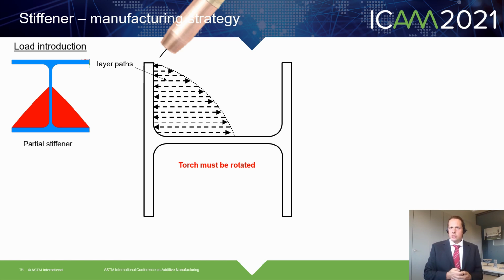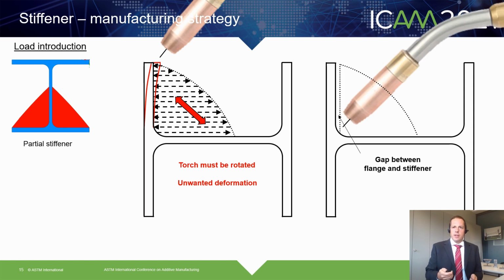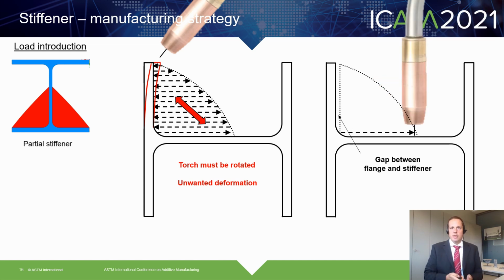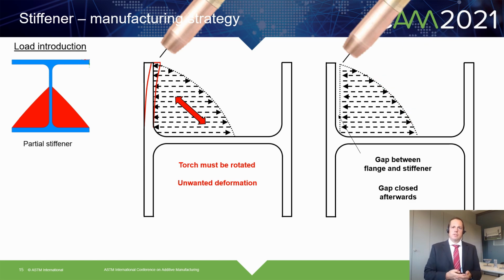But because of the thermal shrinkage of the additively manufactured steel, the flange would bend, what we want to avoid. And we tested this manufacturing strategy and it was not feasible. So that's why I would like to show you another manufacturing strategy. In this strategy, there is a gap between the stiffener and the flange, so that the stiffener can shrink without affecting the flange. And afterwards, the gap is closed with separate welds.